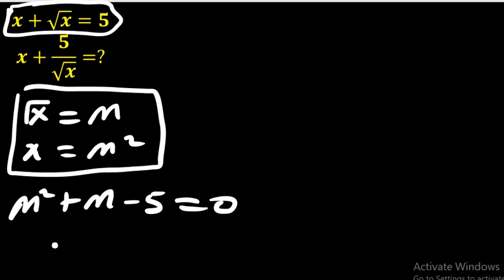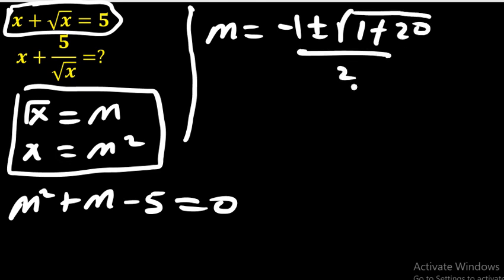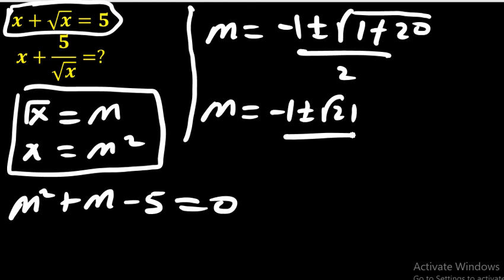It's a quadratic. We can solve this quadratic by formula, because we cannot easily factorize. Finding two numbers with product -5 and sum 1 will be somehow time-consuming. So let us apply the formula. m is equal to negative b, meaning -1, plus or minus the square root of b squared, which is just 1, minus 4ac, meaning 4 times -5, which will be plus 20, the whole over 2. Then m is equal to -1 plus or minus square root of 21 over 2.